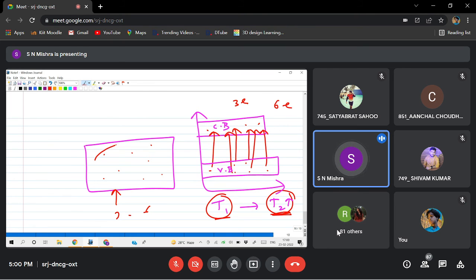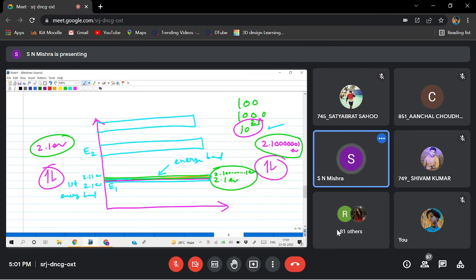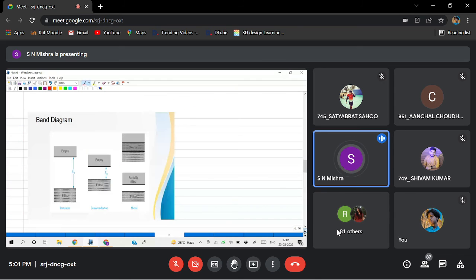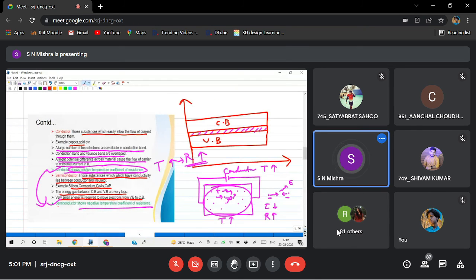So as the number of electrons is increasing by increasing temperature, we can say the current is increasing. Current is increasing means resistance will decrease. So that's why the semiconductor will show the negative temperature coefficient of resistance. You can see here the semiconductor shows negative temperature coefficient of resistance. Clear?